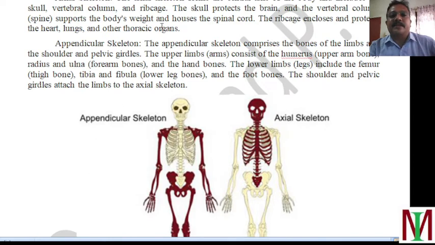The axial skeleton forms the central axis of the body and it includes the skull, vertebral column, and the rib cage. We know these names. The skull is the head, the vertebral column is the back side column, and the rib cage covers our heart and lungs.